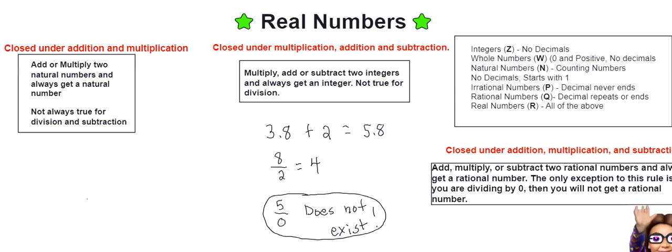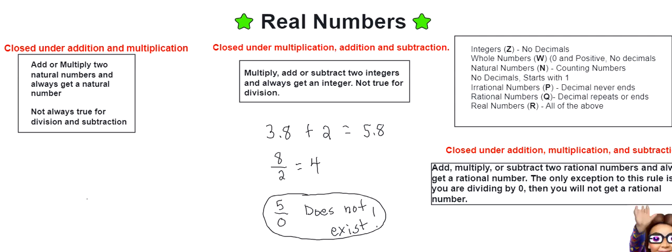It says whole numbers are closed under addition and multiplication. Yes, that is very true, because your whole numbers are 0, 1, 2, 3, 4, and so on. So if I add two whole numbers, I'm going to get a whole number, no matter what. If I multiply two whole numbers, I'm going to get a whole number every time. Doesn't matter what it is, I get a whole number. Your whole numbers are 0, 1, 2, 3, and so on, no decimals.